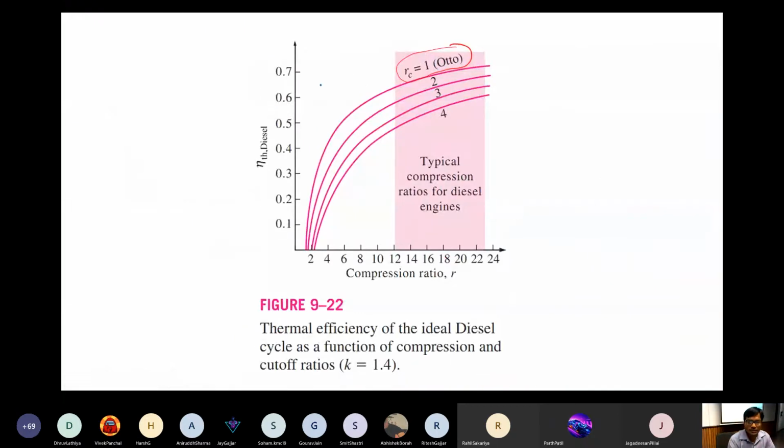Okay, so till here we have seen that at rc equal to 1, it behaves like an Otto cycle, and we can see that for a particular compression ratio, let's suppose I put my compression ratio as 15. So for 15, we can see the efficiency of the Otto cycle is greater than the diesel cycle. Okay, that we have seen.